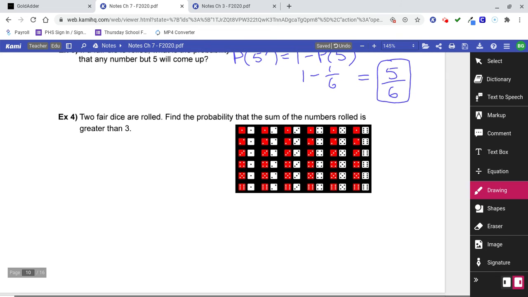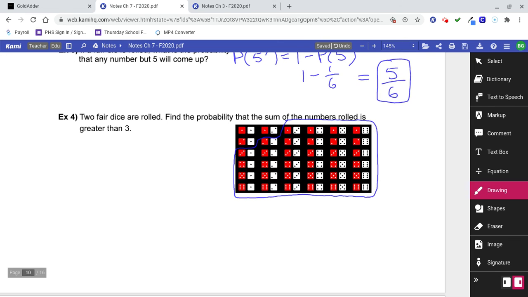So let's get a little bit more complicated. 2 fair dice are rolled. And there's the picture of two fair dice being rolled again. Find the probability that the sum of the numbers rolled is greater than 3. Well, greater than 3, I'm talking about a sum of like 4. So if you add up the numbers on the dice, all of those would have a sum that's greater than 3. I see a sum of 4, a sum of 5, a sum of 6, 7, whatever.